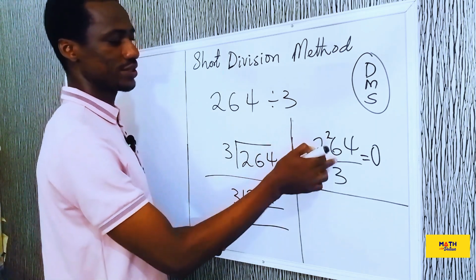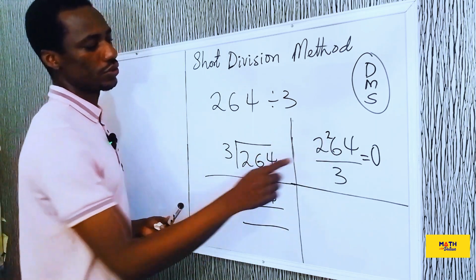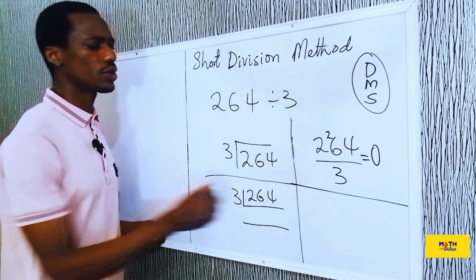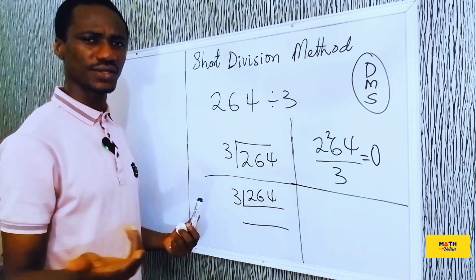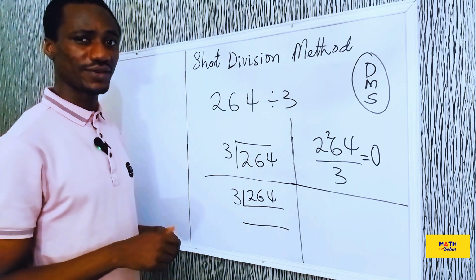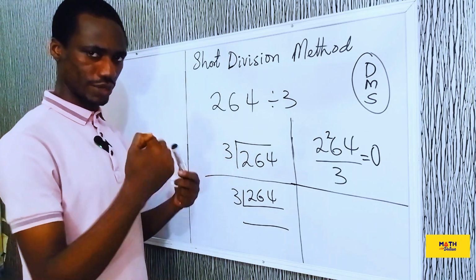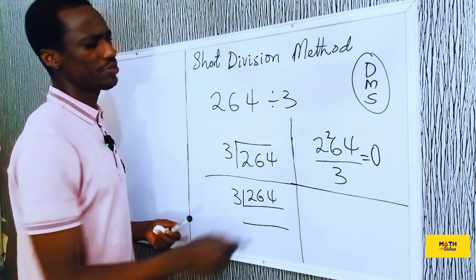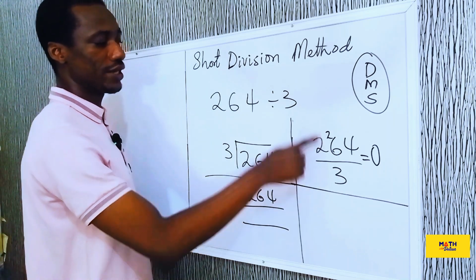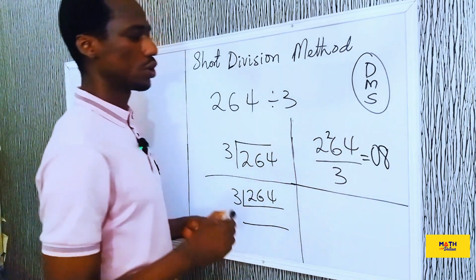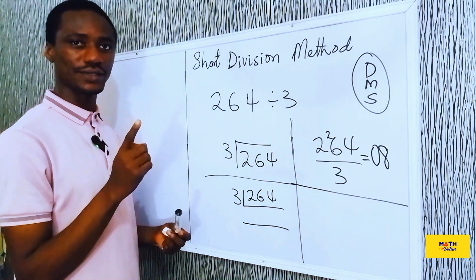So that will be 26. So 3 in 26. Next, I check what's the closest multiple of 3 to 26. That's 3 times 8, 24. 3 times 9 is 27. 27 is more than 26. So I go back to 3 times 8, 24. That means I can find 3 in 26 eight times. So 3 in 26 will be 8.